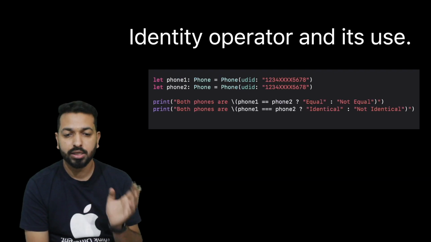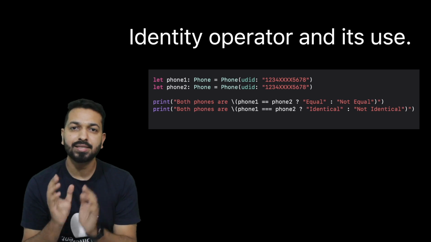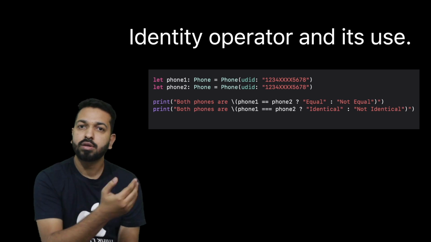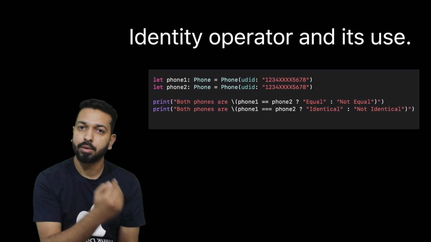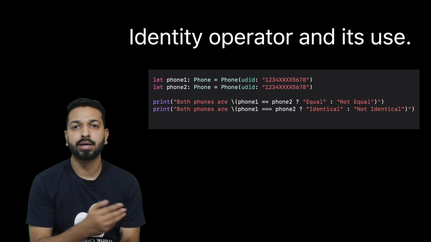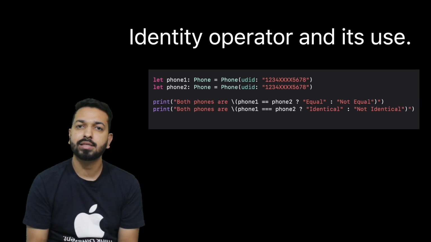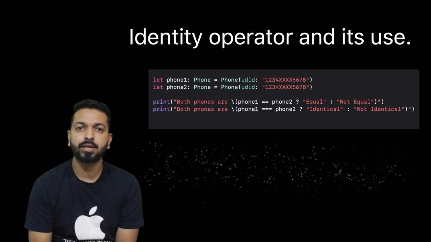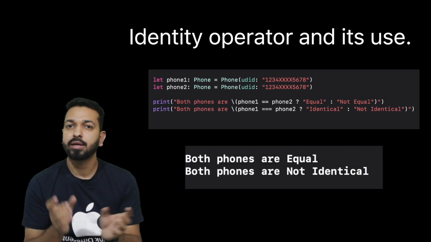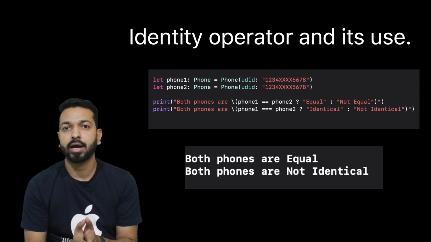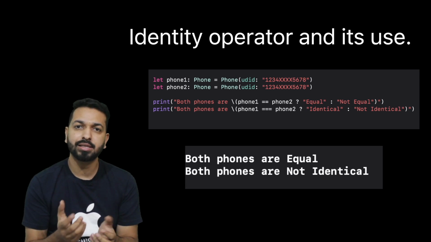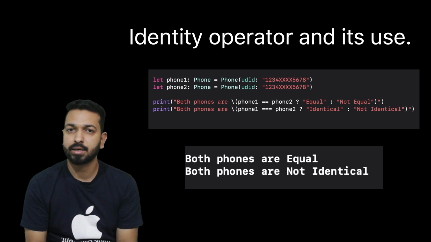If I take two objects of Phone and provide the exact same value for the UDID, and then I try printing whether both the phones are equal or not using the operator double equal to, what will it print? And then I try the triple equal to operator, that is the identity operator, and let's see what it prints. For the first print statement, it will print that both the phones are equal, because we are comparing the UDID and we provided the same UDID to both the objects, and we defined the condition of equality that if the UDID matches, then they are equal. So we are getting the expected output here.